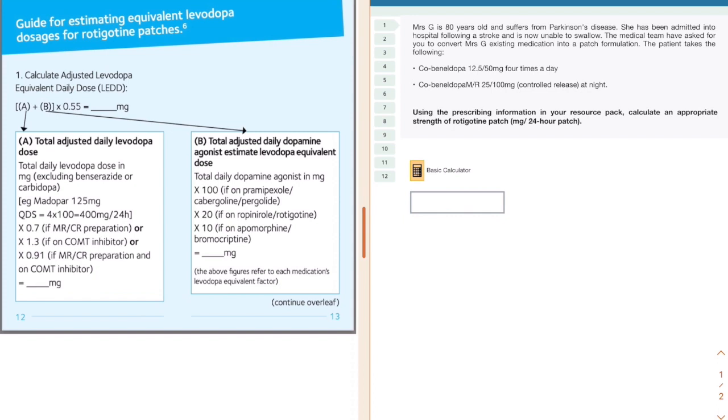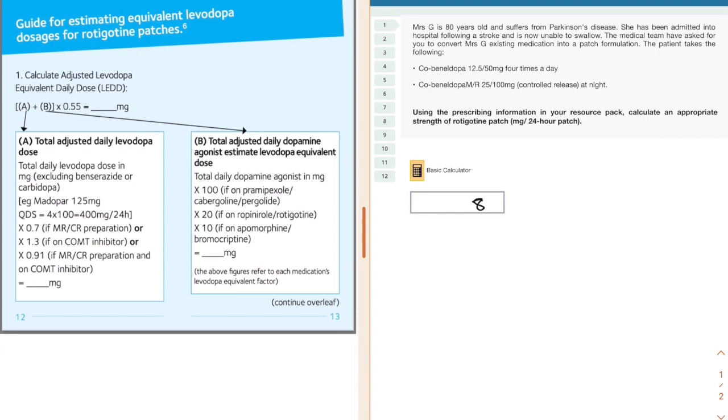The answer to this question is 8 milligrams. So it's the 8 milligram patch that the patient's going to require. More important than the answer, let's take a look at the methodology around how you should be tackling these questions, or how best I think to tackle these questions.